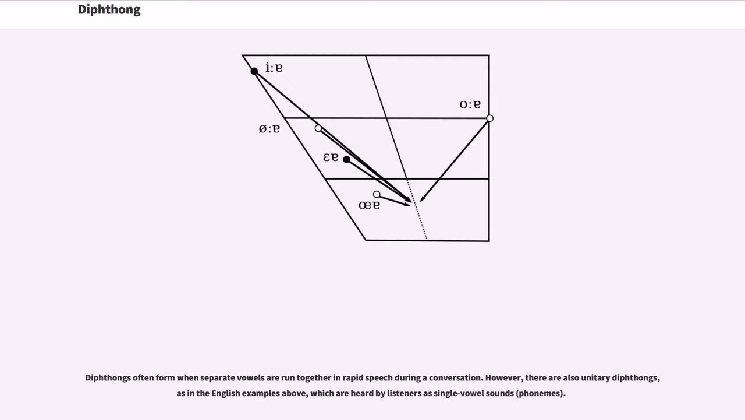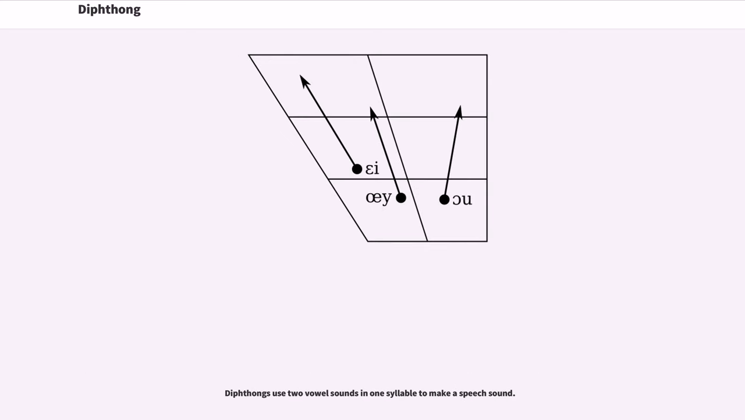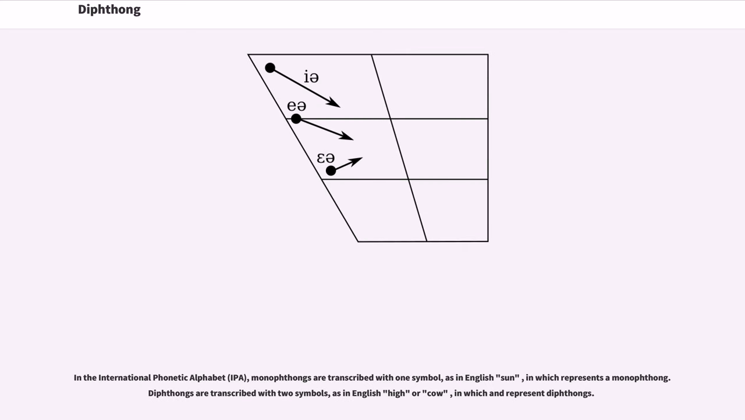Diphthongs often form when separate vowels are run together in rapid speech during a conversation. However, there are also unitary diphthongs, as in the English examples above, which are heard by listeners as single vowel sounds. Diphthongs use two vowel sounds in one syllable to make a speech sound. In the International Phonetic Alphabet, monophthongs are transcribed with one symbol, as in English sun. Diphthongs are transcribed with two symbols, as in English high or cow.